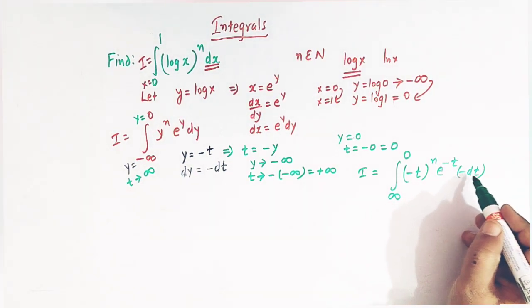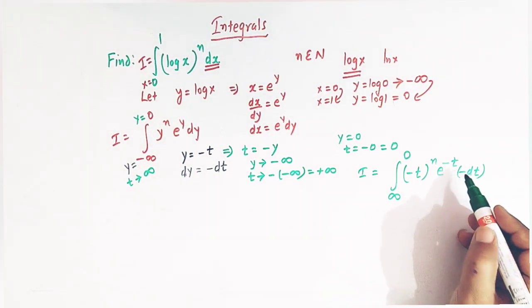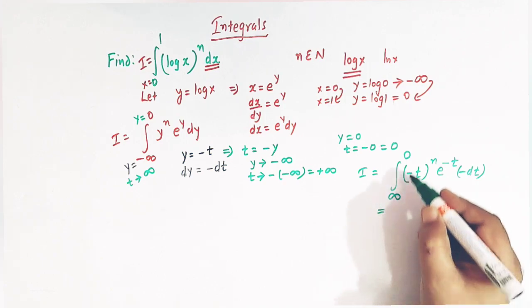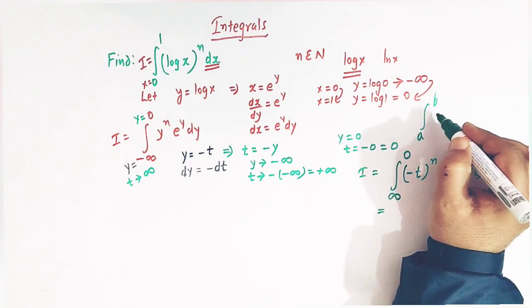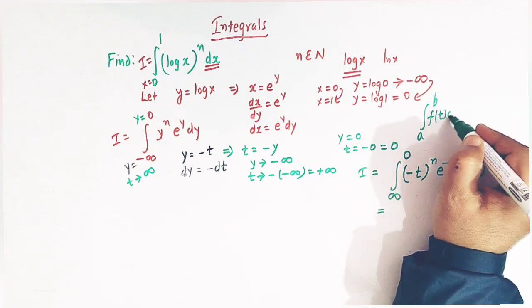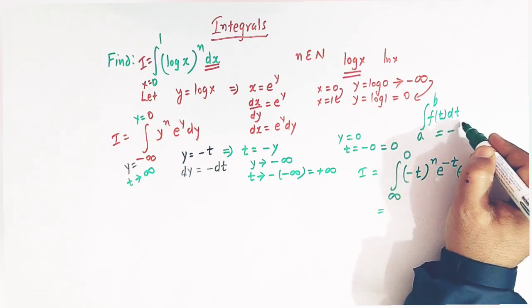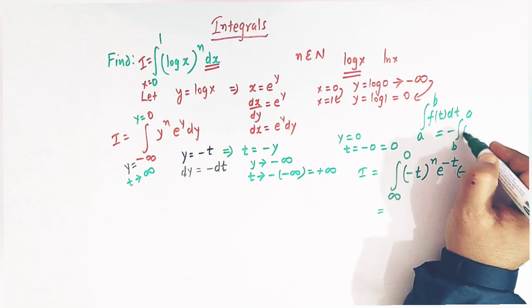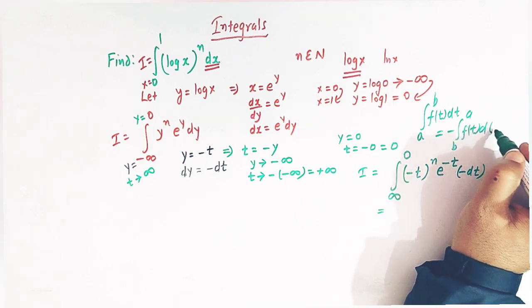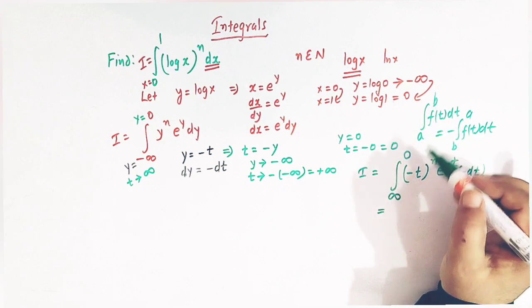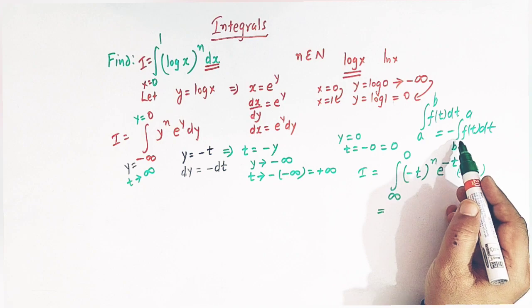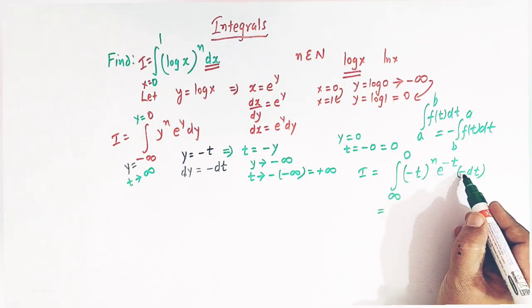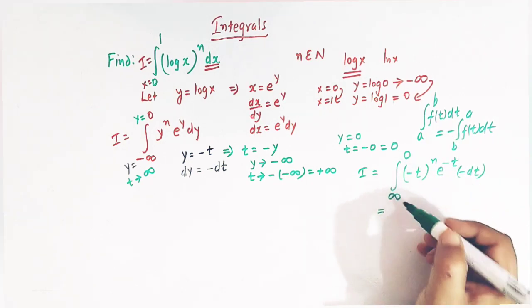So now to neutralize this negative sign, let us interchange the limits, because we know that the integral from a to b of f(t) dt is equal to negative of the integral from b to a of f(t) dt. So when we interchange the limits, then we put a negative sign before the integral sign, right? So we can neutralize this negative sign by interchanging the limits.